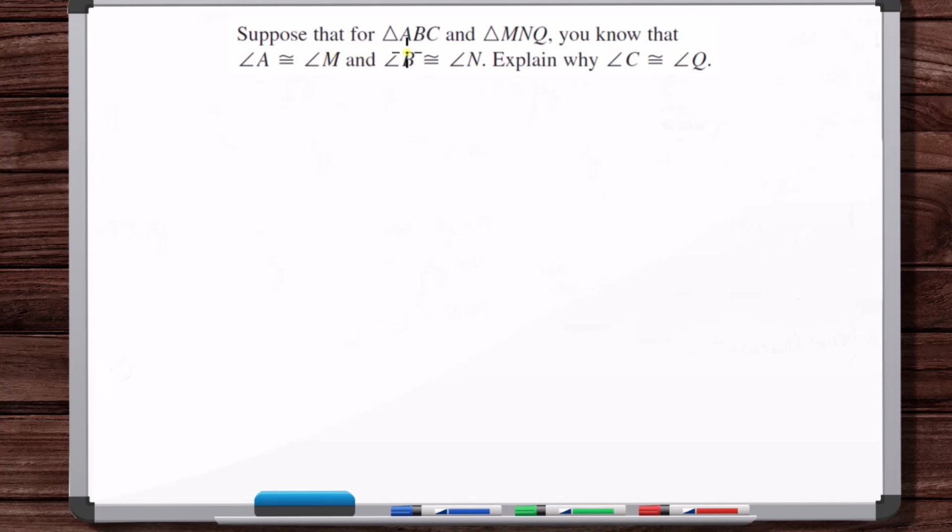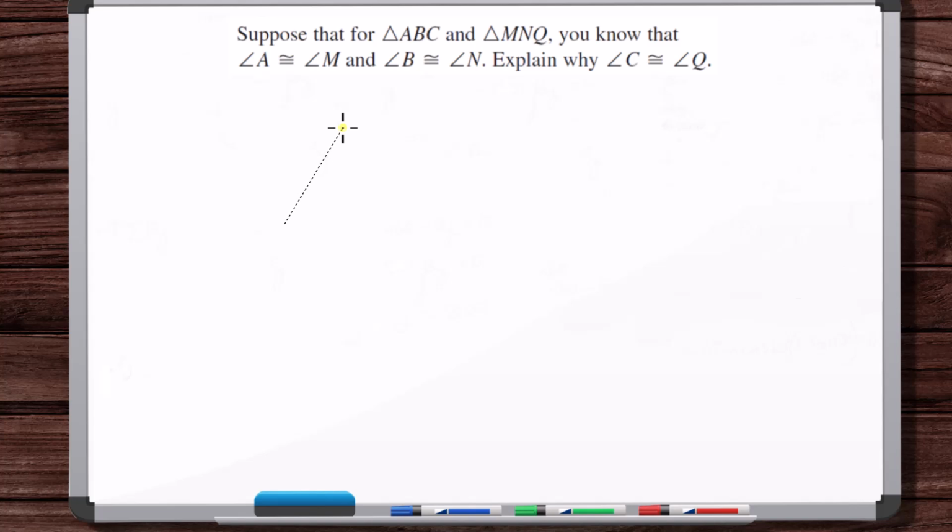Suppose that for triangle ABC and triangle MNQ, you know that angle A is congruent to angle M and angle B is congruent to angle N. Explain why angle C must be congruent to angle Q. Well, we learned a corollary that states that if this is the case, then this must be the case. And it's a corollary that is directly related to the theorem that the interior angles of any triangle sum to 180. So the idea is, you can think about it like this.